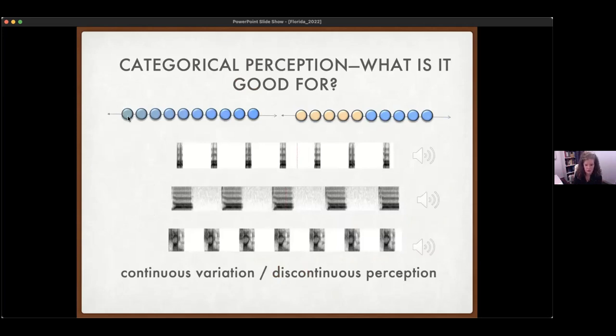So here's just one example. These are old stimuli, but they do the trick. We're going to go from one category to another, and I promise they're equally spaced, but what you'll probably perceive is a real sharp boundary and then a change to a different sound.